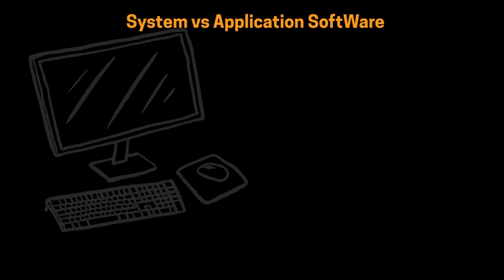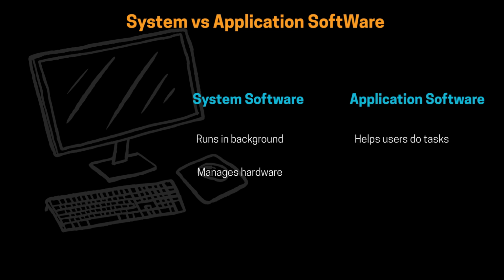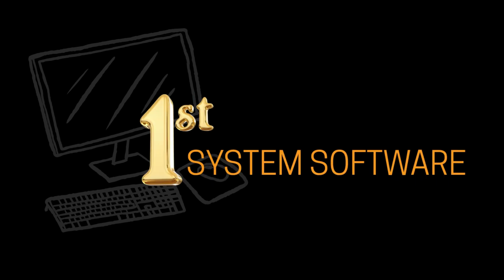Here is a quick comparison. System software is like the backstage crew in the theater. They make sure the show runs. Application software is like the actors, the ones you actually see and enjoy. System software examples: Windows, Linux, compilers. Application software examples: Word, Excel, Photoshop. Both are important, but system software always comes first.